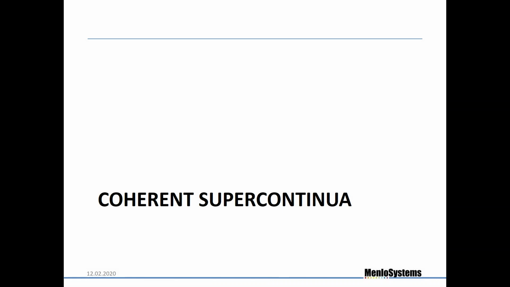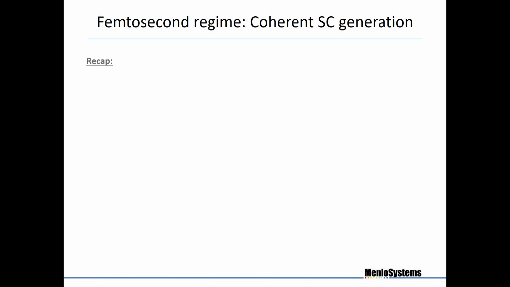Okay, let's now talk about the opposite. Let's talk about coherent supercontinuum generation. Again, we assume anomalous dispersion here. And we enter into this femtosecond regime where we have coherent supercontinuum generation when the pump pulses are shorter than 300 femtoseconds, which avoids modulation instability.